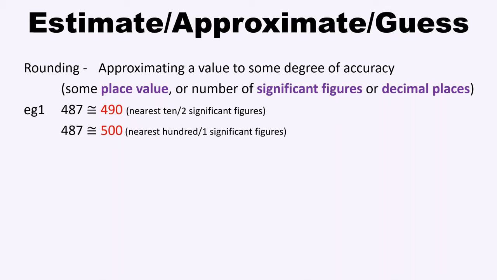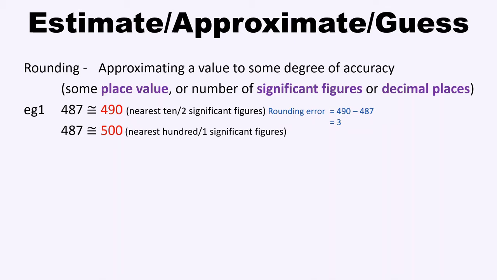But one thing to keep in mind whenever we round or estimate or approximate an answer is that we make a rounding error. Saying that 487 is approximately the same as 490 is making a rounding error of 3. That doesn't mean that we rounded incorrectly. It just means that our answer is 3 away from the actual answer.